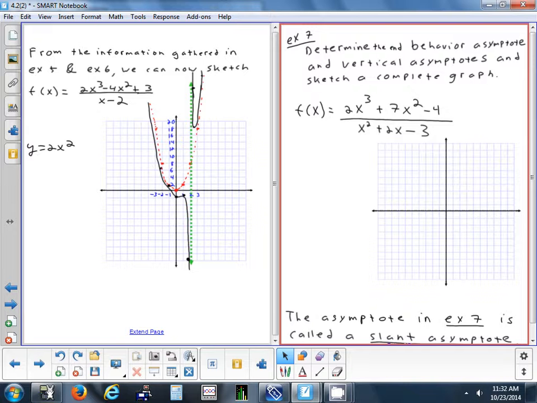So the degree is the term that has the highest exponent. Highest exponent in the numerator is a 3, so it's a degree 3 polynomial. Okay, the bottom is a degree 2. Right. Cody, what's the difference between 3 and 2?